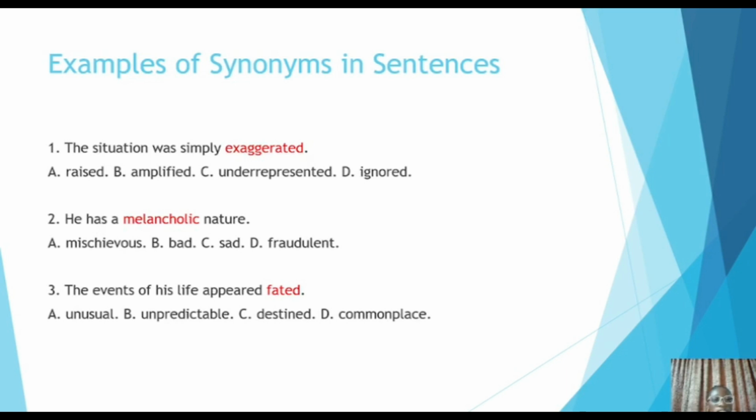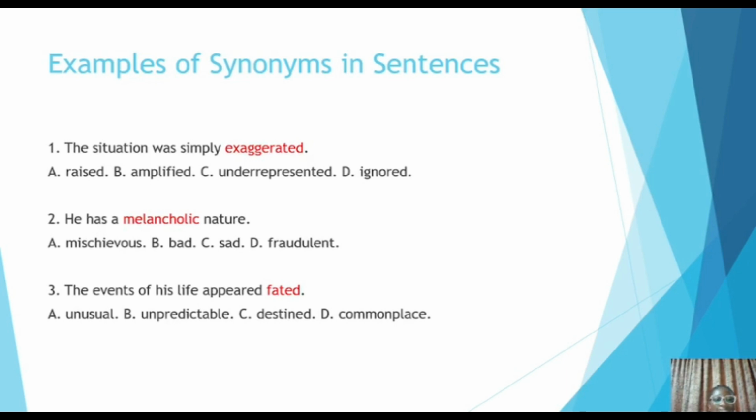Number 1, the situation was simply exaggerated. Now, first of all, what's the meaning of exaggerate? Exaggerate is to make something bigger than it is. So to exaggerate something, to big up a matter. Now, let's look at our options. Option A is raised. Option B is amplified. Option C, underrepresented. And D, ignored. And we're looking for the word that is similar in meaning to exaggerated. The correct option here is option B. Amplified means to exaggerate. So the situation was simply amplified.